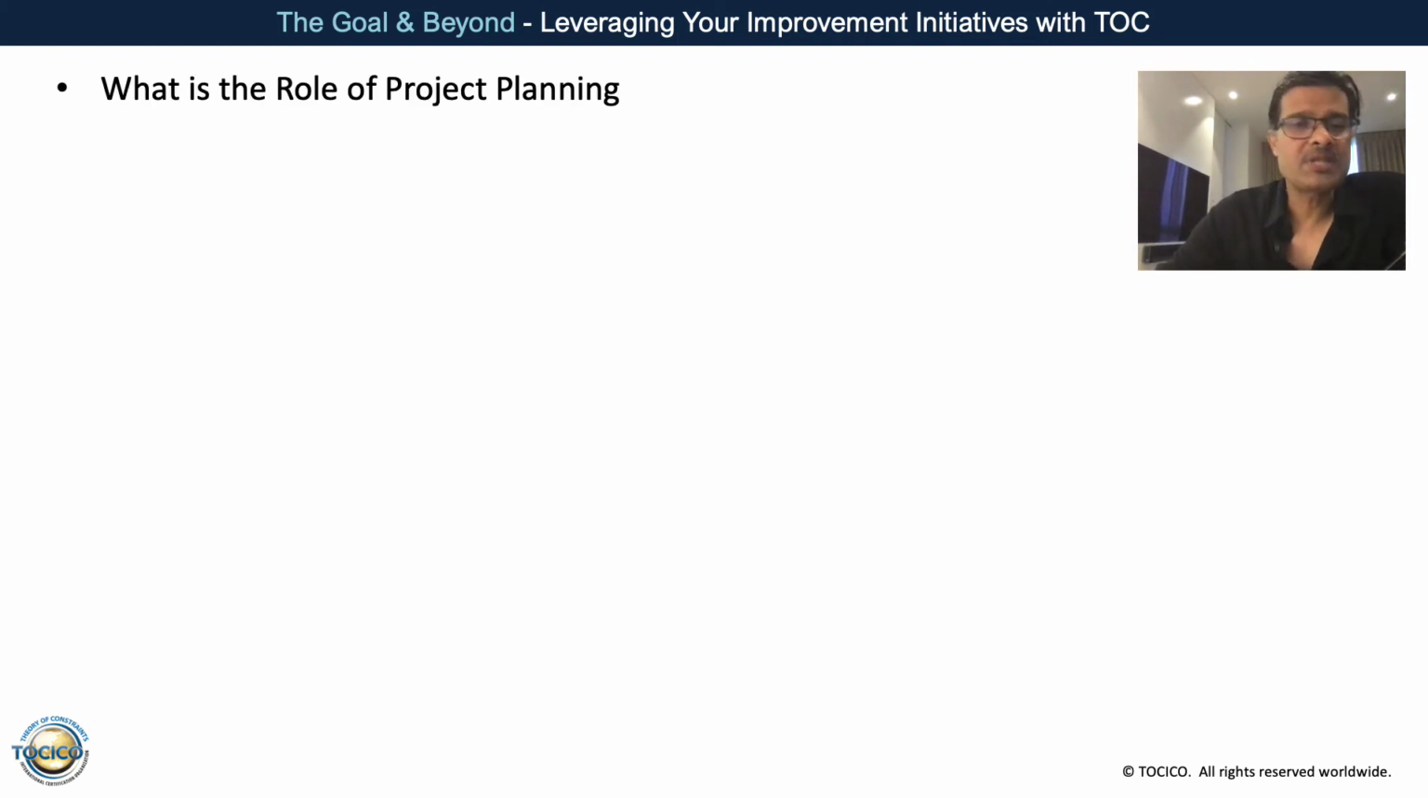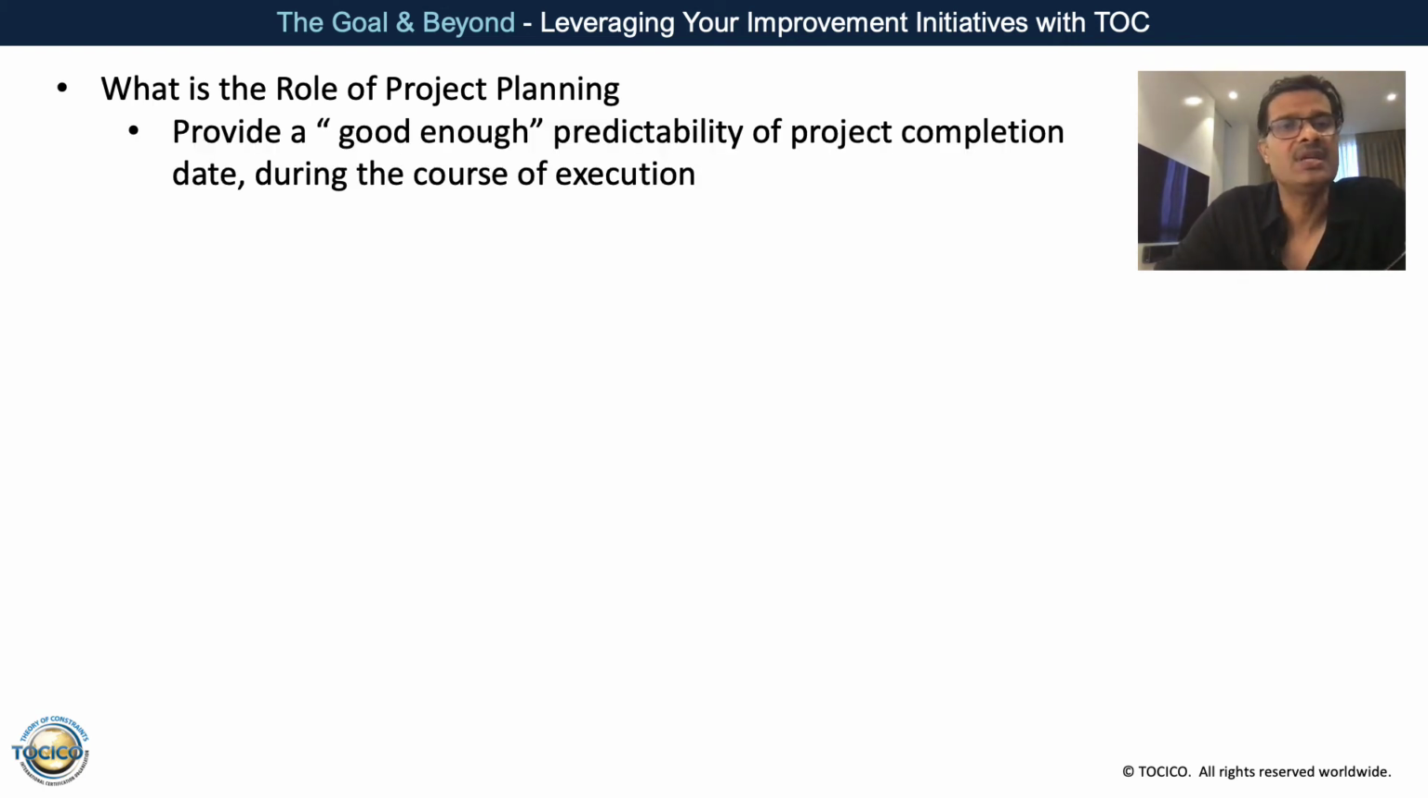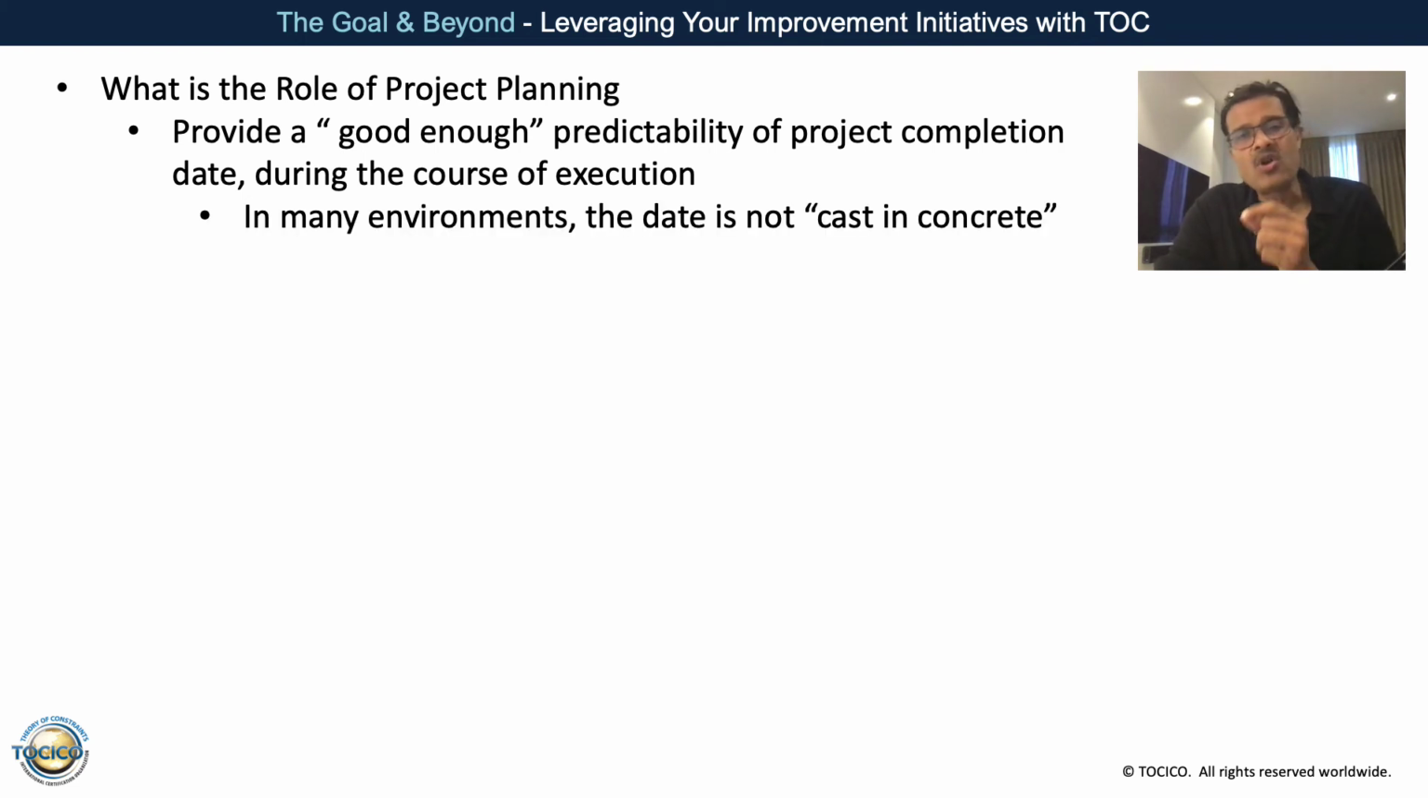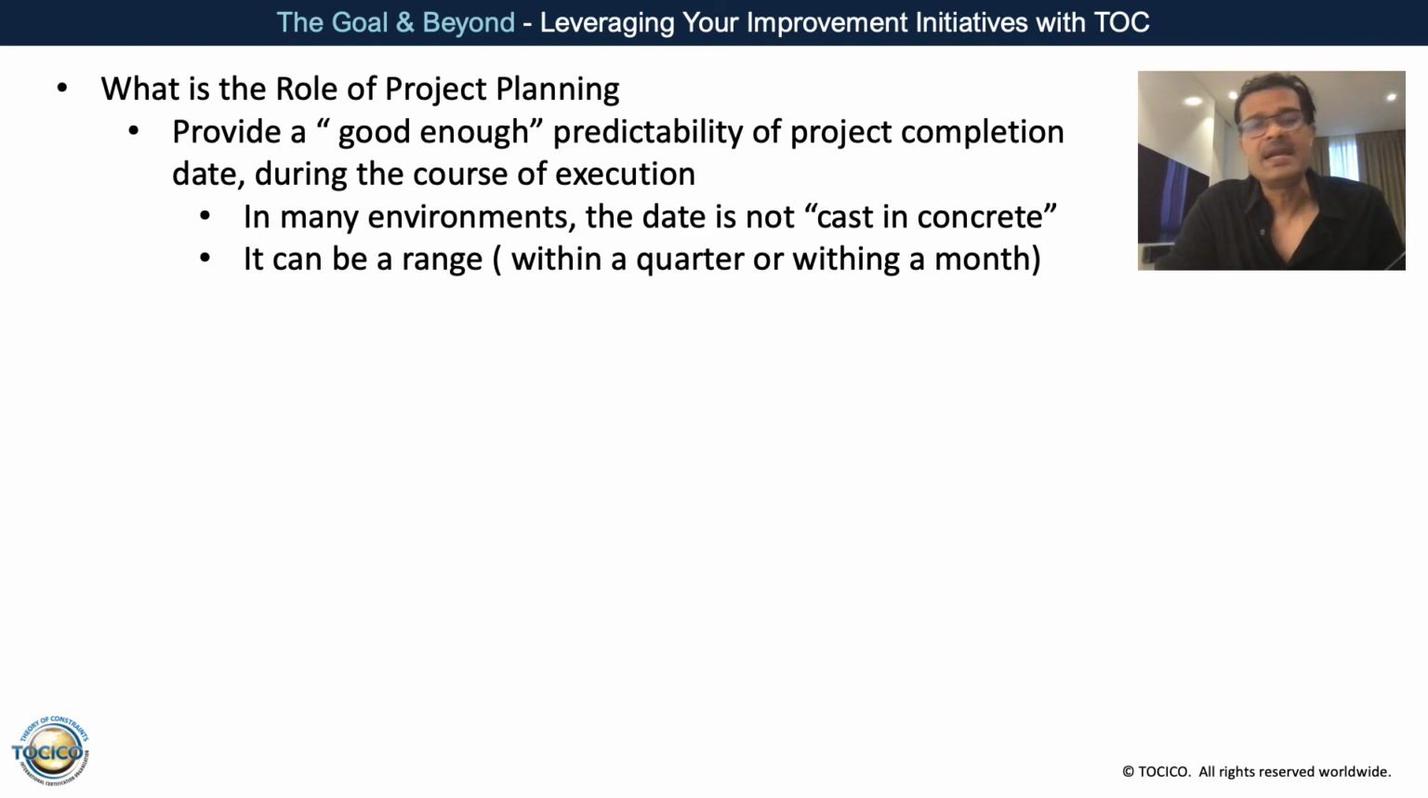Now it opens up a fundamental question: then what is the role of planning? What is planning meant for? Actually, the role of planning is to provide a good enough predictability of project completion date during the course of the execution. At any point of time, planning should be able to answer the question: based on today's information, where will this project end? And that's it. That's the only role. It is a good enough estimate at any point of time of when this project is going to complete. It is not cast in concrete. It can be in a range.